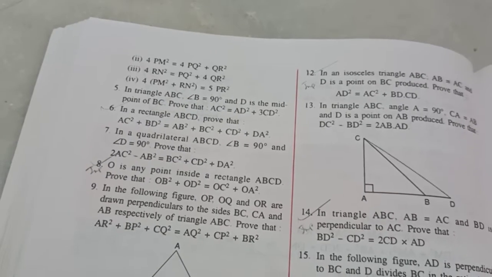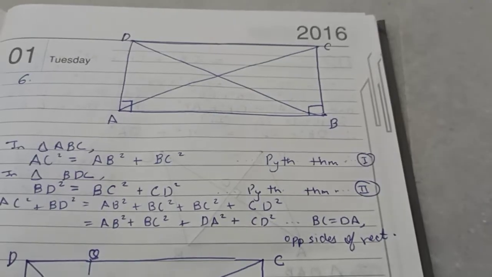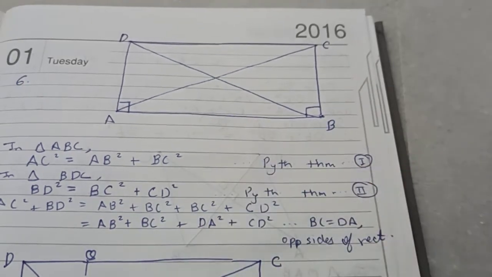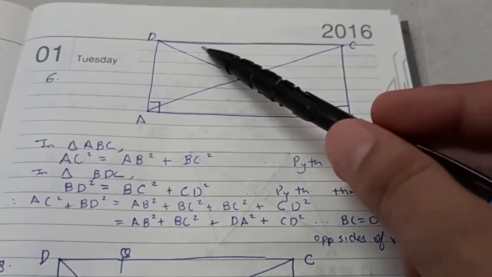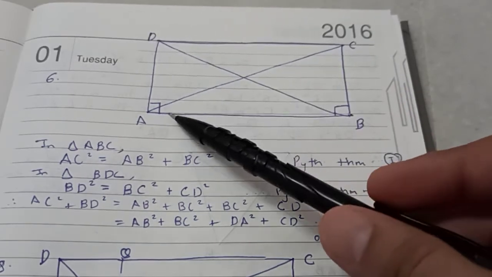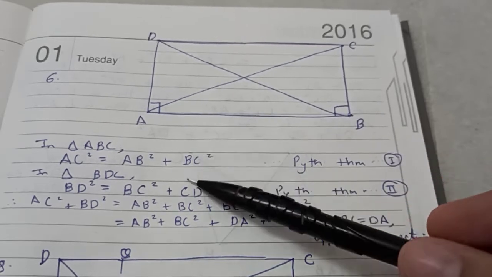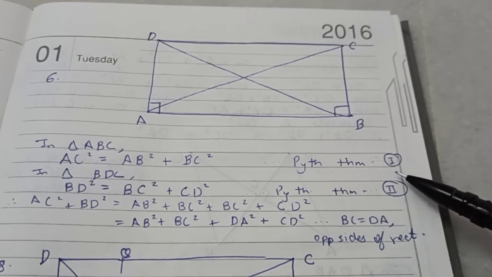Now in the sixth sum, there's a rectangle and we have to prove something. So in this diagram, we have the diagonals. The LHS was AC squared and BD squared. So definitely there will be two hypotenuses of two different triangles. So use Pythagoras theorem twice. And make sure you write Pythagoras theorem in every case, Roman number 1 and 2.